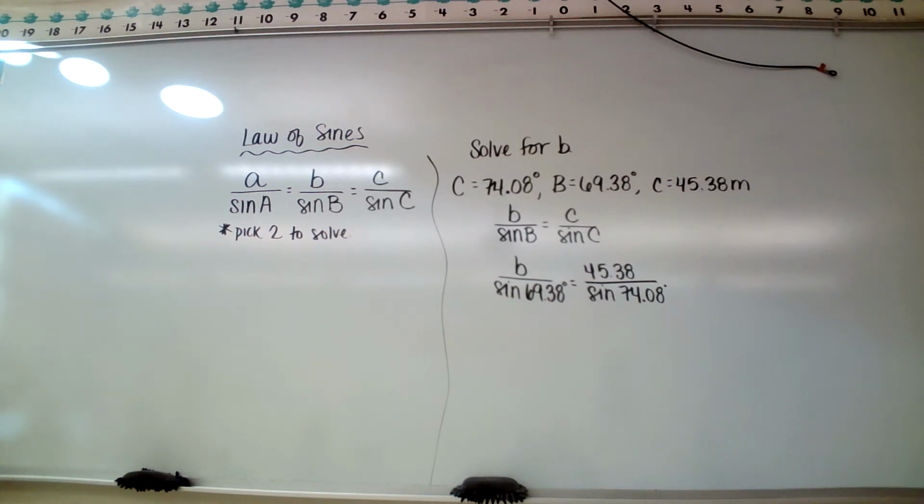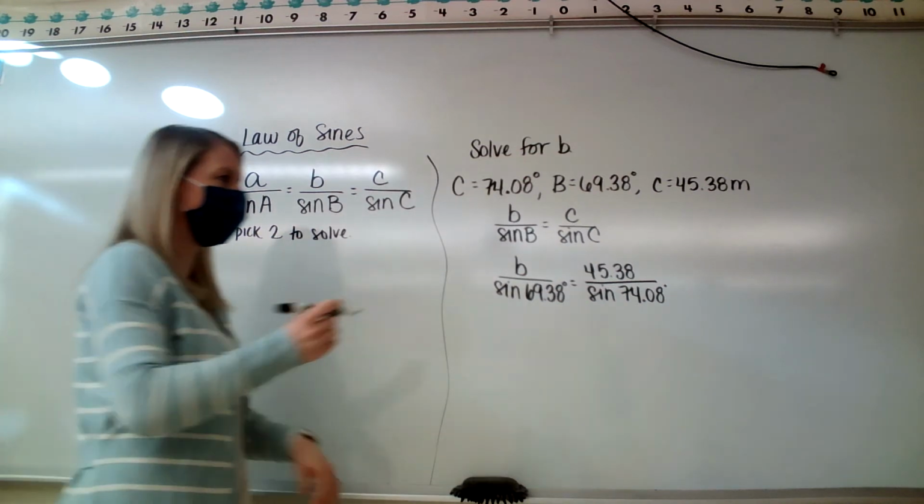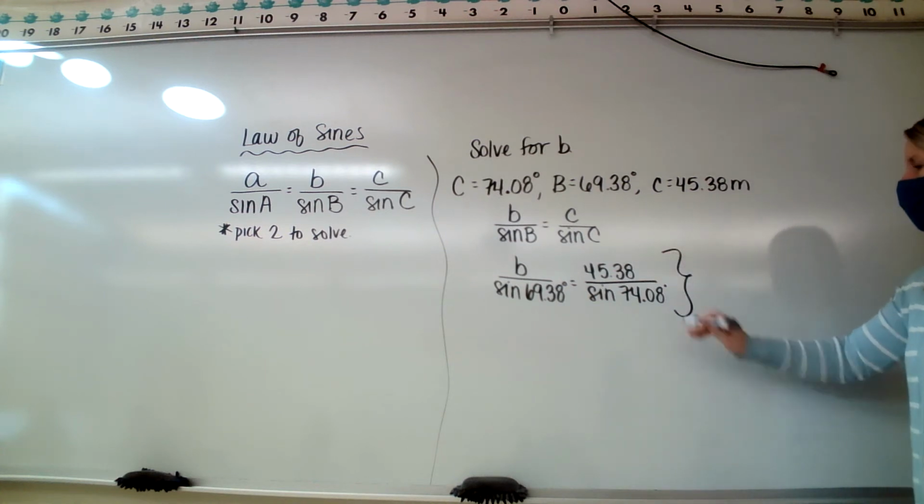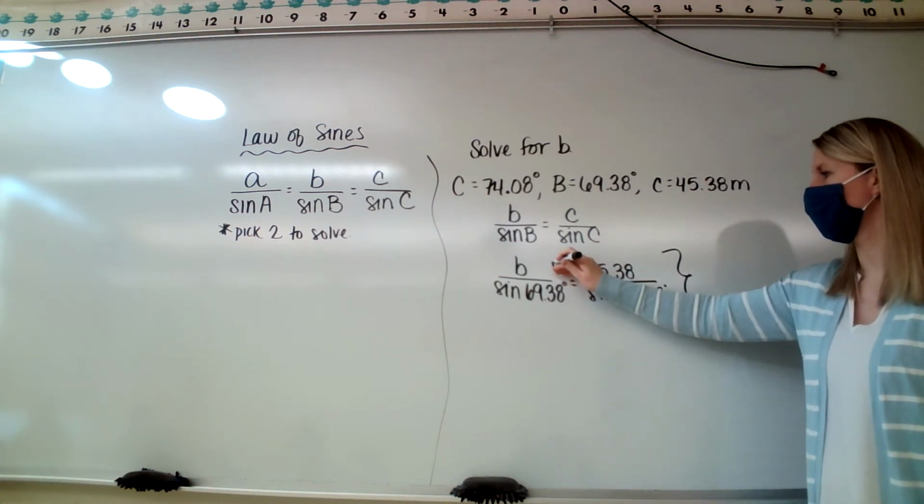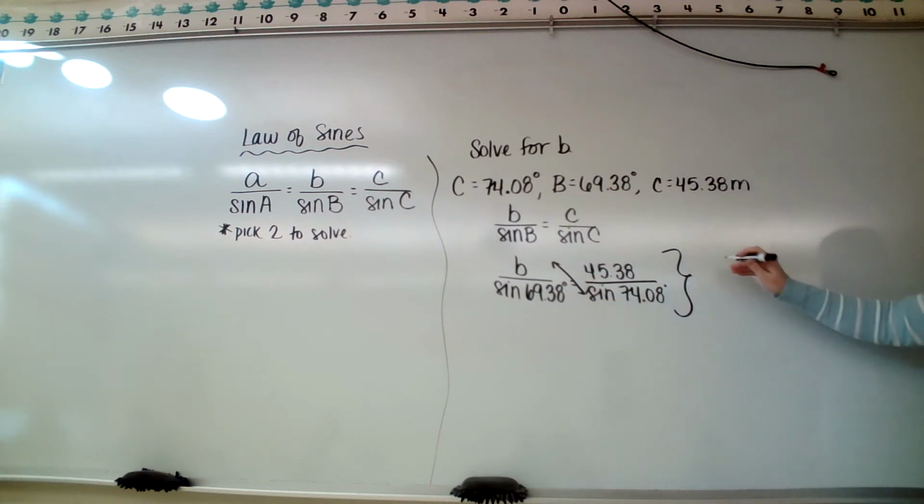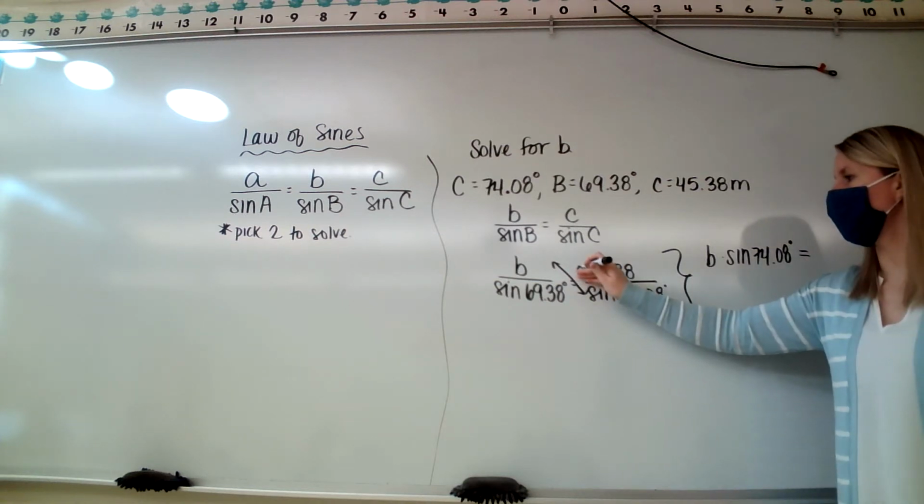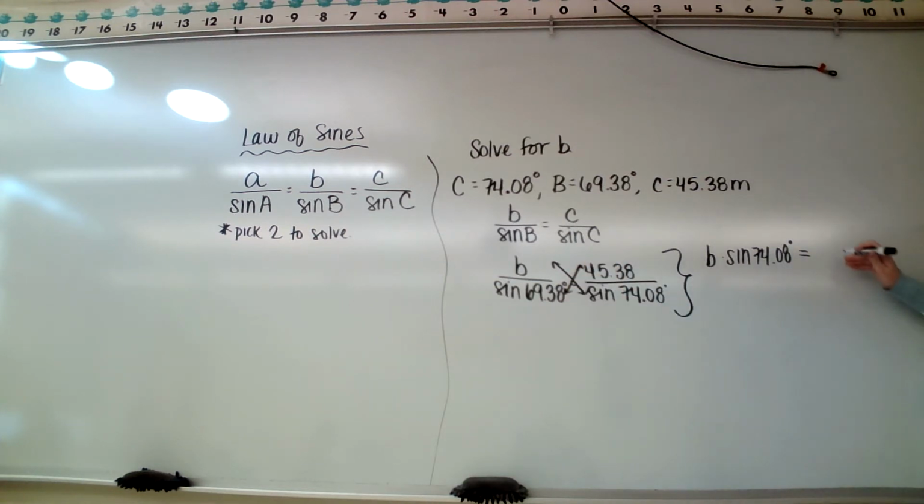Okay. So then from here we say, well, we've done most of the work. We've done the setup. To solve it, we're going to cross multiply. So I kind of just do my work off to the side or wherever makes sense for you. I'm going to do this cross down times this. So I write it out, B times sine of 74.08. And then you always put an equal in the middle and you go across the other way.